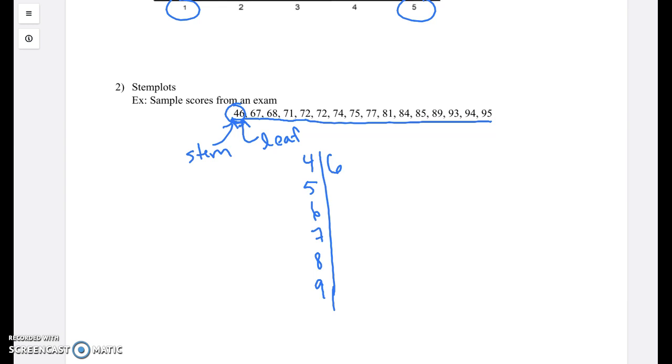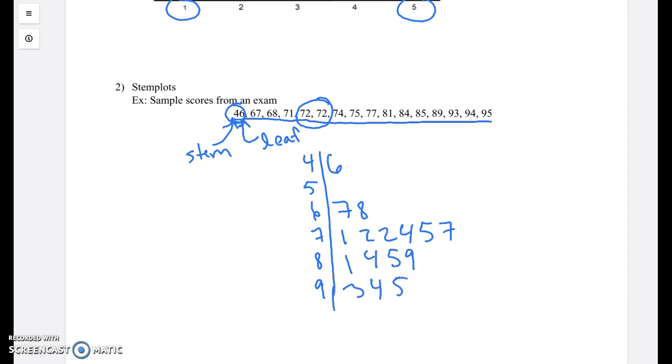In the 60s, there was a 67, then after that, a 68, and that's it. For the 70s, there was a 72, 72. So we're going to write a 2 twice because there were 2 different 72s. Then we had a 74, a 75, and a 77. And for the 80s, we had 81, 84, 85, 89. And then for the 90s, we had 93, 94, and 95.